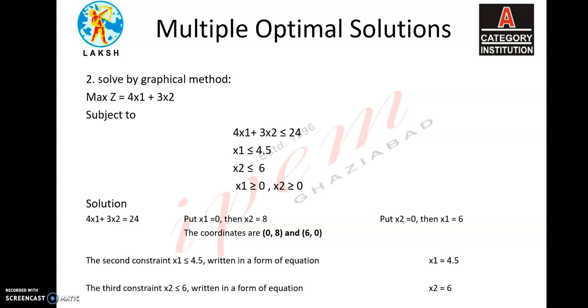Let's start. Maximum z is equal to 4x1 plus 3x2 subject to these inequality constraints and non-negative variables, x1 greater than equal to 0, x2 greater than equal to 0. So the first step of graphical procedure is to consider each inequality constraint as an equation. Now find the coordinates of the inequality constraints. The first is 0, 8 and 6, 0, second 4.5, 0 and third 0 and 6. Third step is draw the graph.